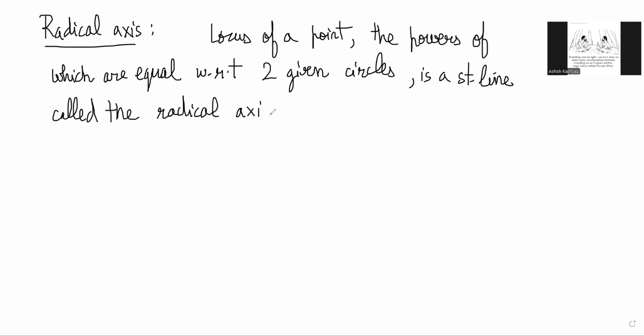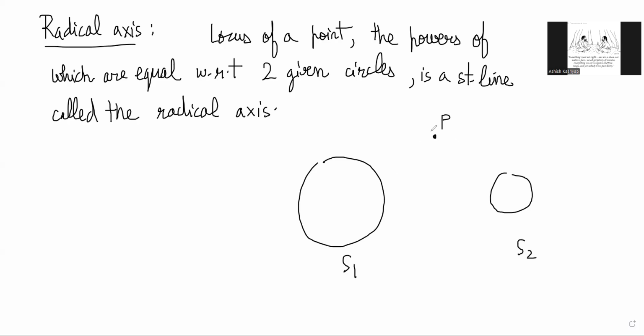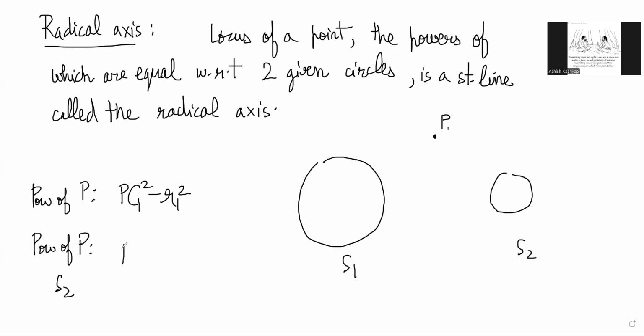Now, what is the meaning that we have just now said? Basically, if you have two given circles, S1 and S2, you can take a point P here and calculate power of point P with respect to S1. Now, if you remember, power of point P with respect to S1 would be PC1 square minus R1 square. Power of point P with respect to S2 would be PC2 square minus R2 square.